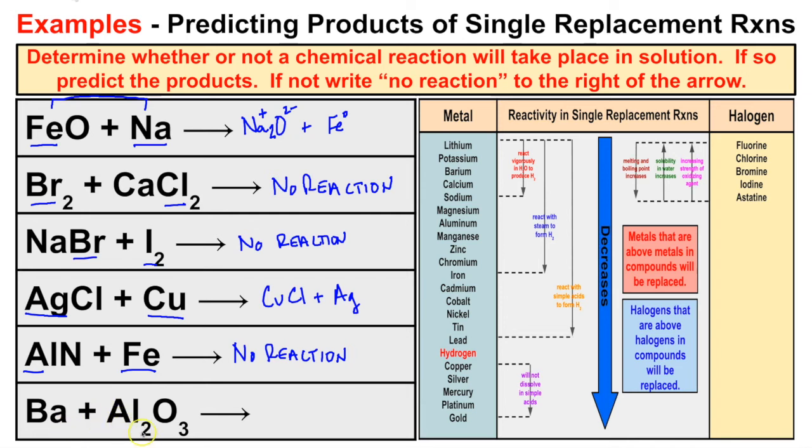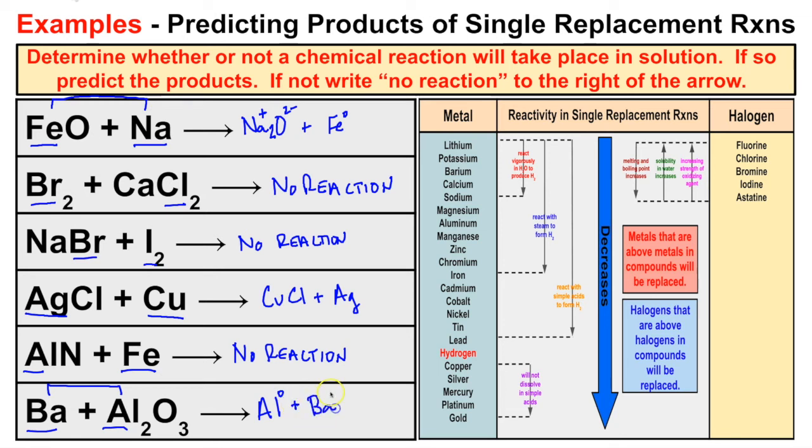Let's take a look at this last example right here. We have barium reacting with aluminum oxide. Will a chemical reaction take place here? Well, if barium is above aluminum on our reactivity series, then yes, a chemical reaction will take place. Here is barium, aluminum is down here. So a chemical reaction will take place. These two metals are going to end up swapping out, and you're going to end up having aluminum metal with no charge at all, and barium oxide.